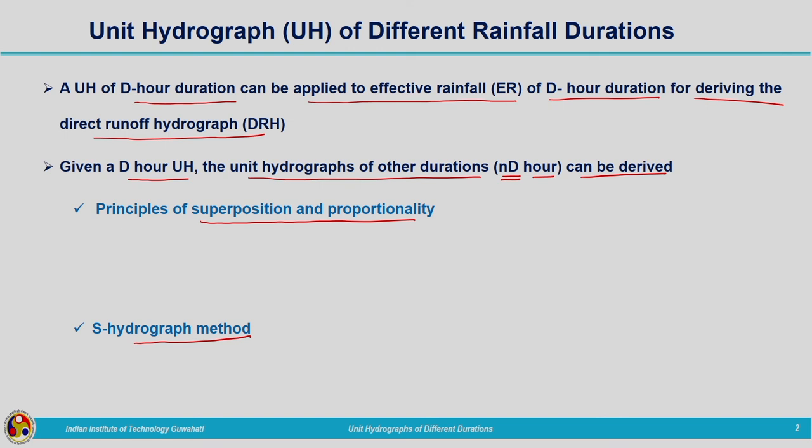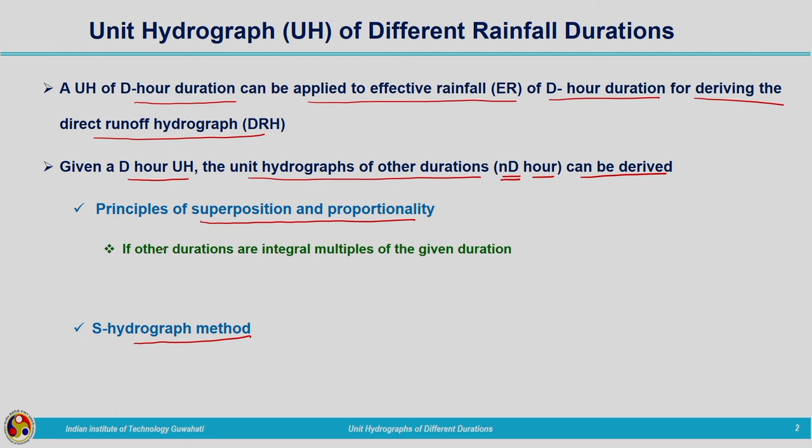In the previous lecture, we have discussed the derivation of S-hydrograph if we are having a unit hydrograph of D_R duration. The same thing can be utilized for deriving nD_R unit hydrograph. Let us look into that. First one, that is by means of principle of superposition and proportionality.